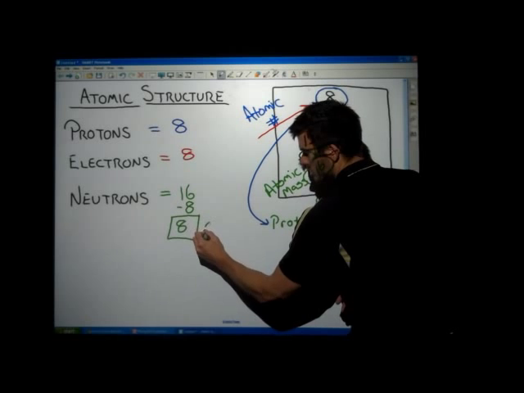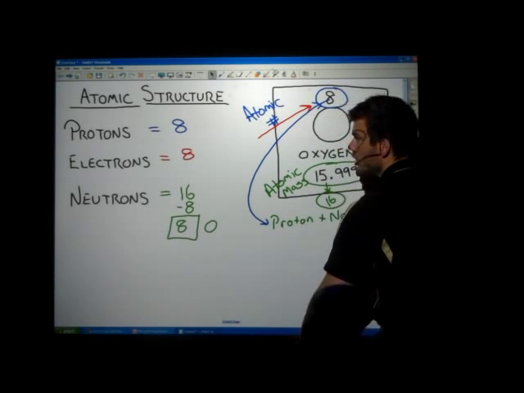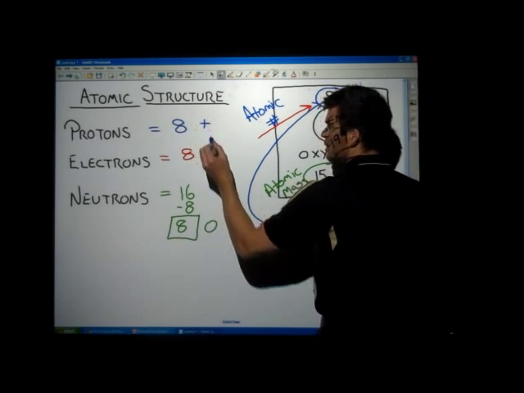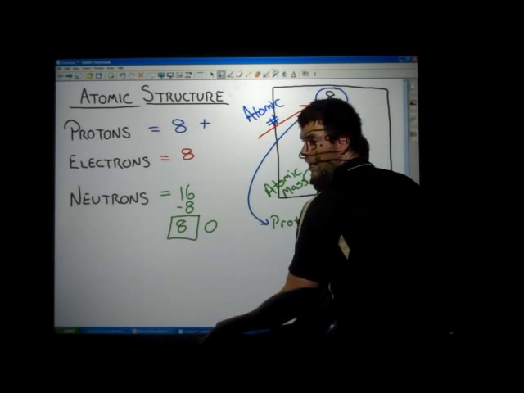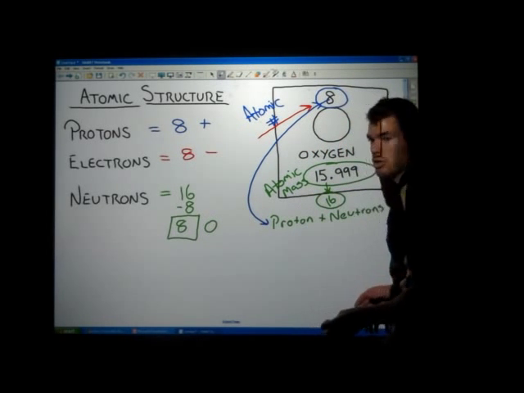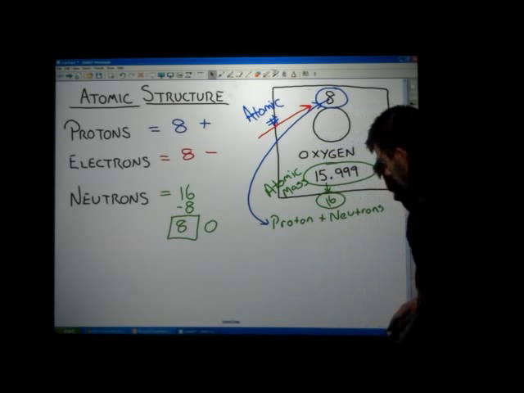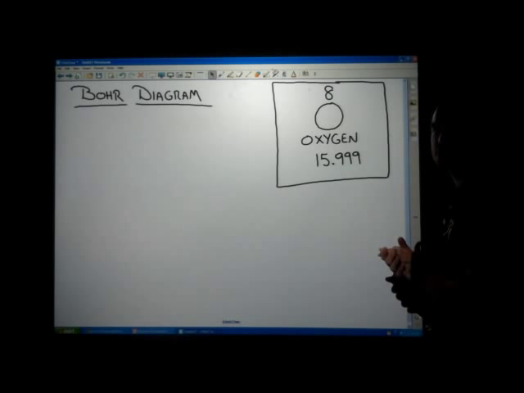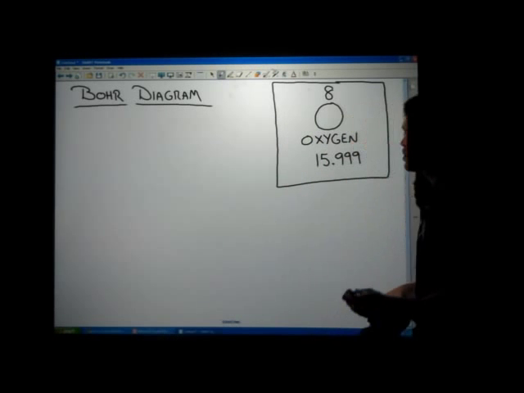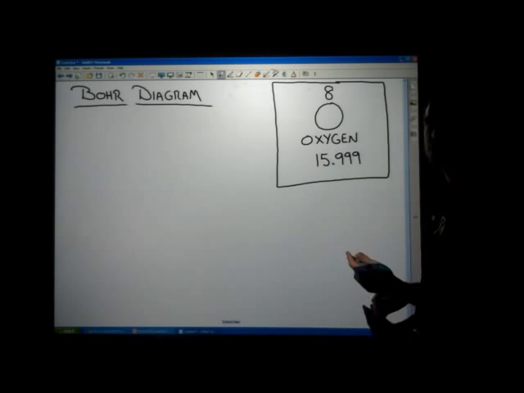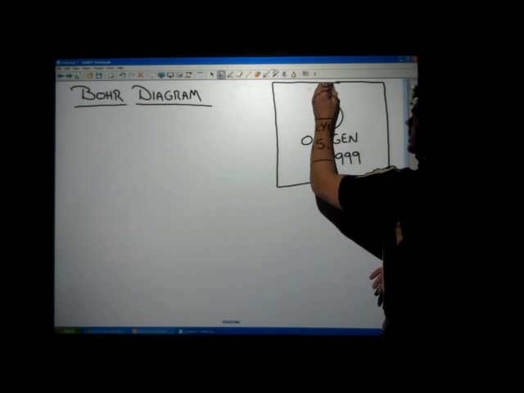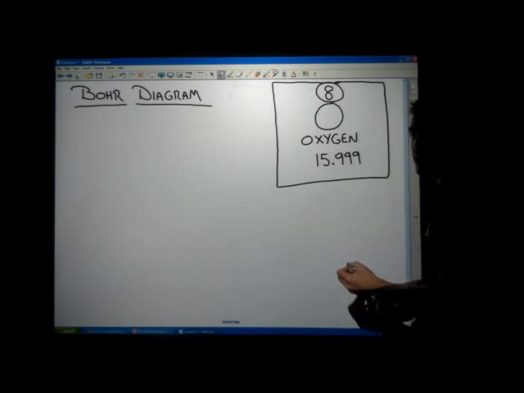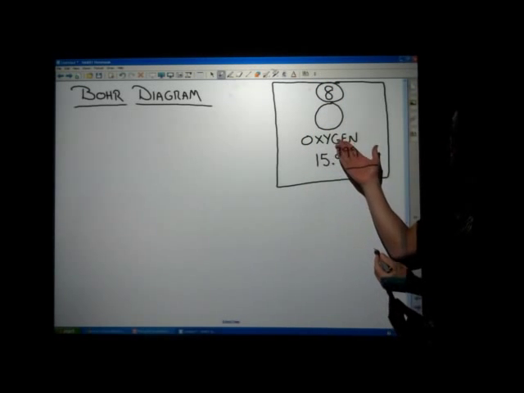Remember, neutrons have no charge, we draw an open circle. Protons are positively charged, we draw a plus sign. And electrons are negatively charged, we draw a minus sign. What we can do with this information is draw 2 different types of diagrams. The first one is called the Bohr diagram. In order to draw the Bohr diagram, you need to know the number of electrons in your element. Remember, the number of electrons can be found at the top. It's the atomic number.